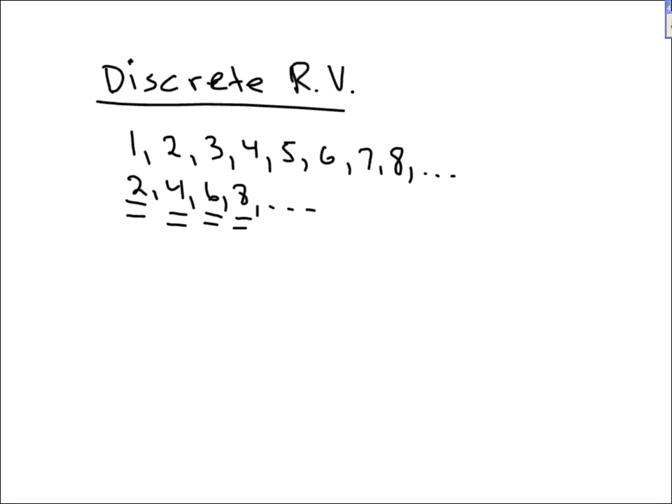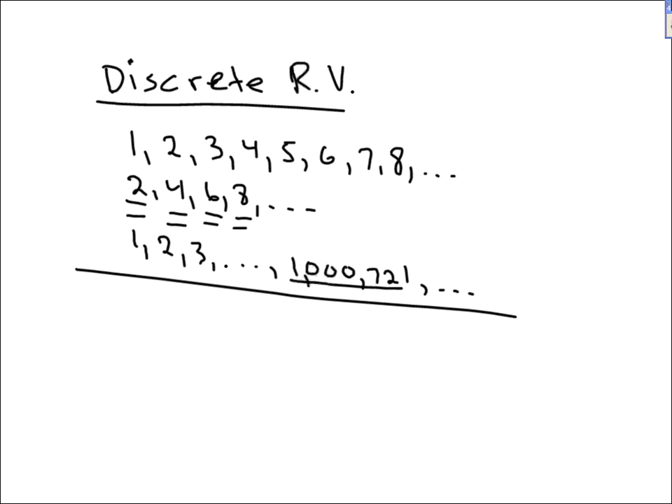If you go to the candy store, you might buy 1 candy bar, or maybe 2, or maybe 3, or maybe 1,723 candy bars. That's one number. So you might buy that number of candy bars, or you might keep buying them. Those are examples of discrete random variables.